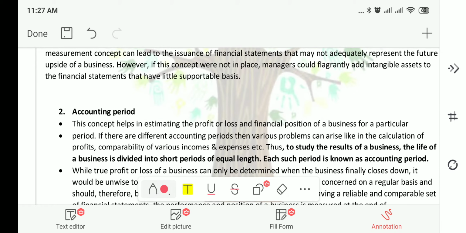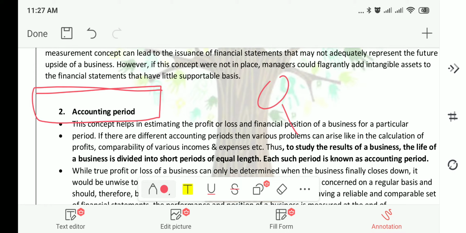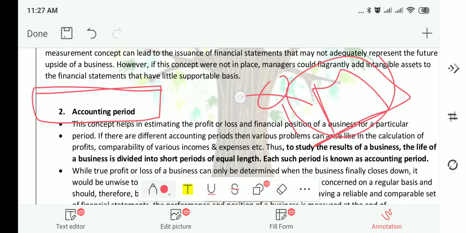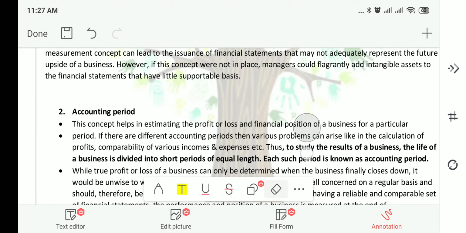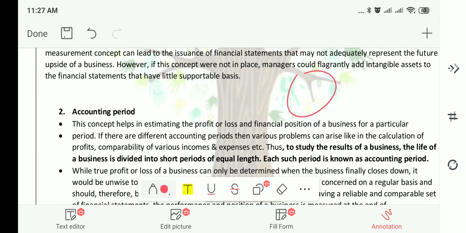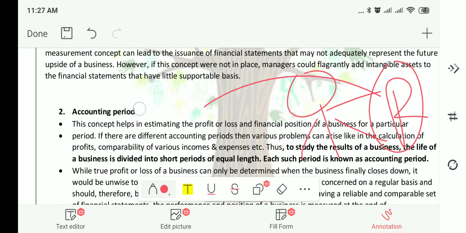Okay, the next concept is accounting period. What is accounting period? See, if I have started an organization, then I have to measure its income, its profit and revenue, right? And I can't wait to do it until my organization stops running. So in between I should measure the income as well as profit for me.